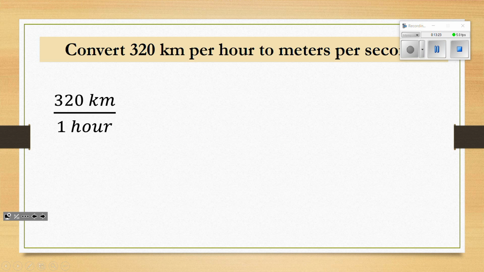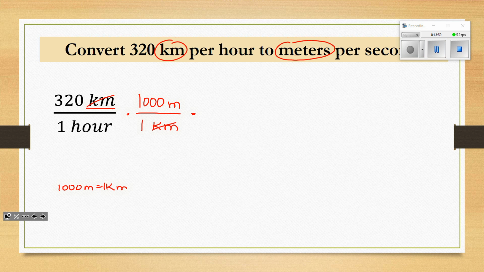Convert 320 kilometers per hour to meters per second. So we have a distance conversion and a time conversion. First, we're converting kilometers to meters. What conversion do I know? I know that 1,000 meters equals 1 kilometer. There's my 1. So I'm going to set that up as a ratio, and since the kilometers is on top, I'm going to put the 1 kilometer on the bottom so that they cancel out, and put the 1,000 meters on the top. That completes the distance.